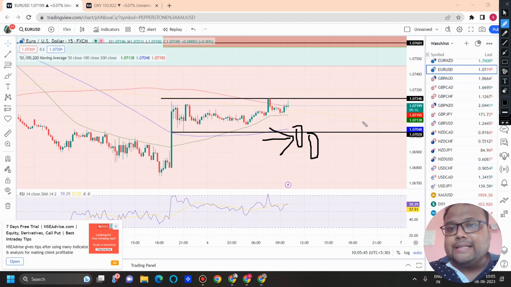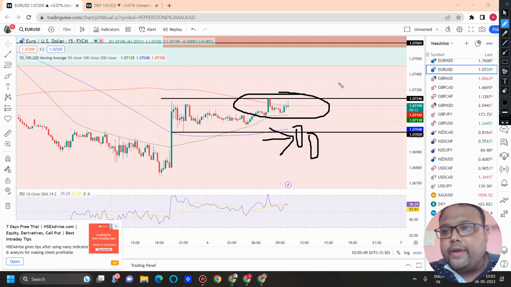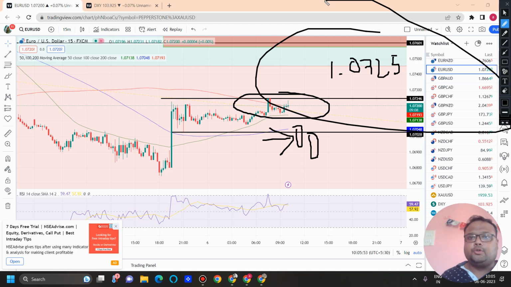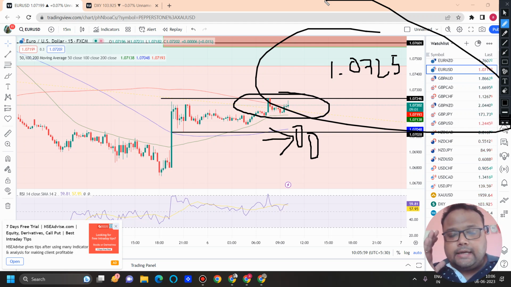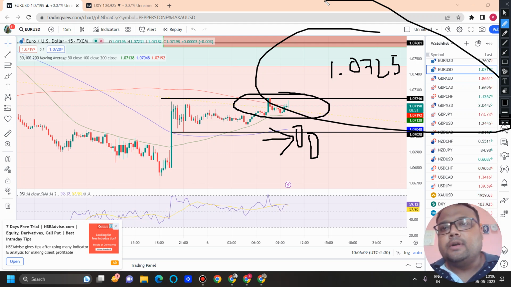And right now, as you can see, Euro USD is trying its best to break the range at the top, 1.0725. So if Euro USD breaks 1.0725, wait for 15 to 30 minutes. If you see that the market is sustaining above 1.0725, the market is trading well without any pressure, then you can look for a buy above 1.0725 as well.